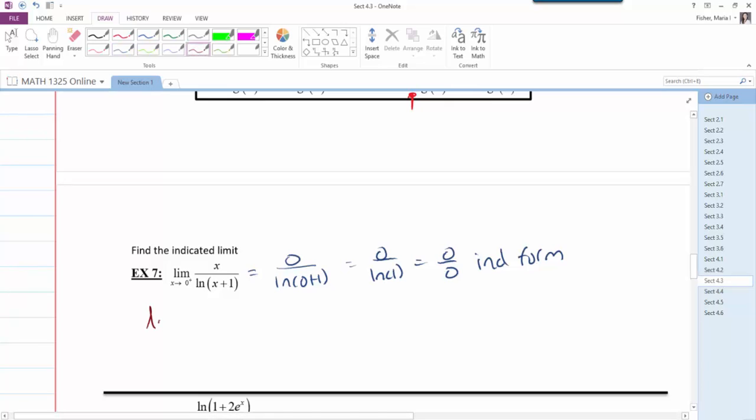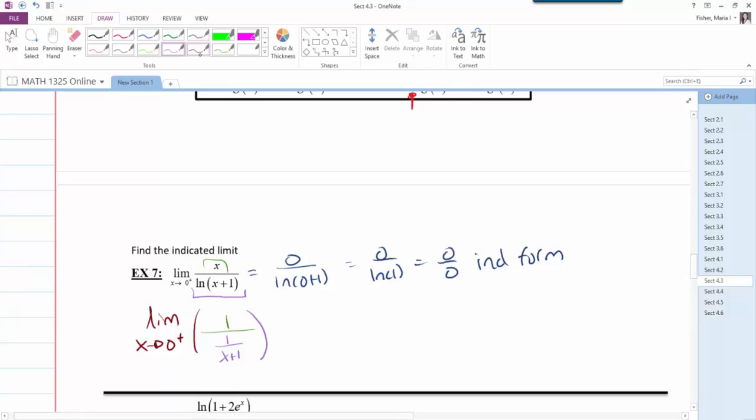Well, L'Hopital's rule says if you want to find a limit and you're looking at a limit from the left or the right, a limit at positive or negative infinity, or a limit at the number, and you ended up with indeterminate form, you can find this limit by finding the derivative of the numerator. Well, the derivative of x is 1, divided by the derivative of the denominator. Well, the derivative of the natural log of x plus 1 is the derivative of x plus 1, which is 1 over x plus 1. And then we take the limit again.